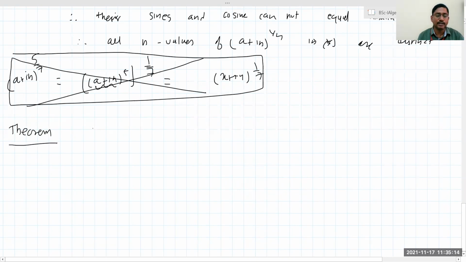But I am not taking a plus ib directly. I am taking just the standard form of that complex number. So we have to show that cos theta plus i sin theta, now instead of 1 upon q, it is directly p upon q. So p upon q, when p and q are distinct, or their GCD is 1.